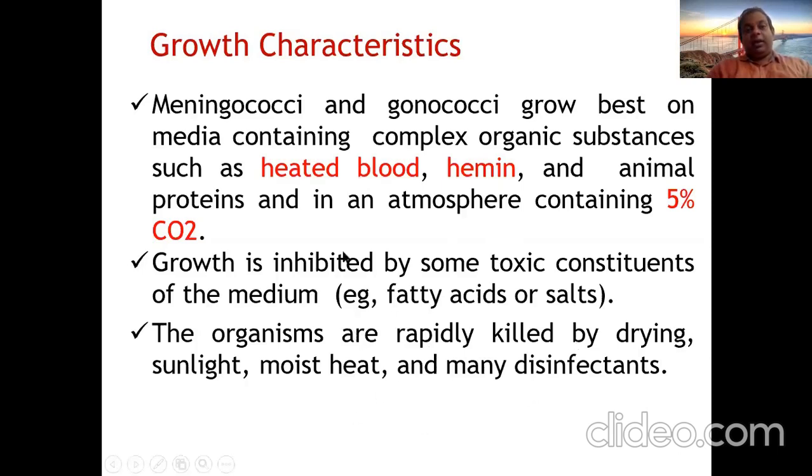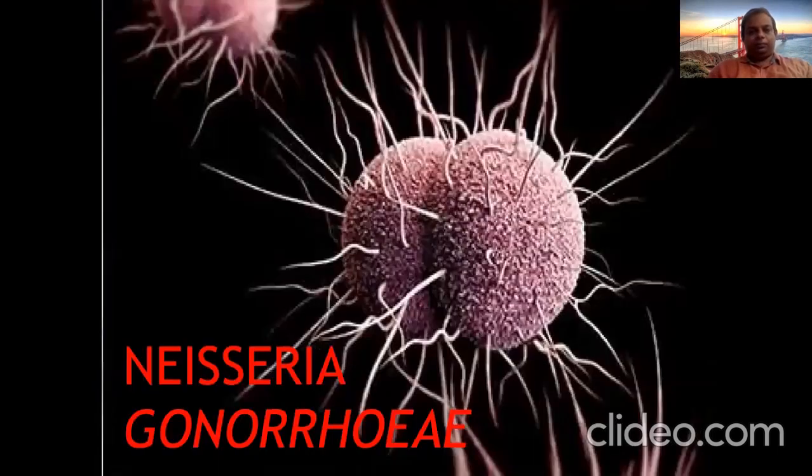But at the same time, here our main idea is to make the isolate, to get growth of the isolate. This is a fastidious organism, so we have to provide enriched media, heated blood, and other proteins. Then we have to provide the right temperature as well as 5% CO2. And also we have to eliminate these toxic constituents to enhance growth.